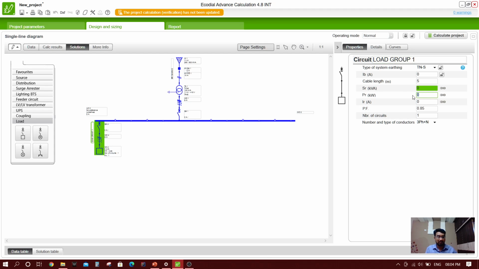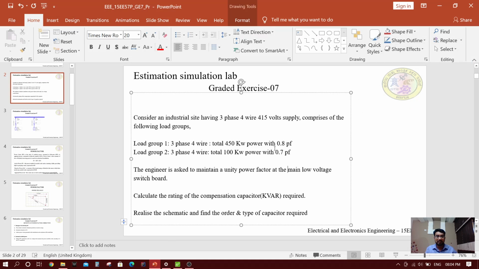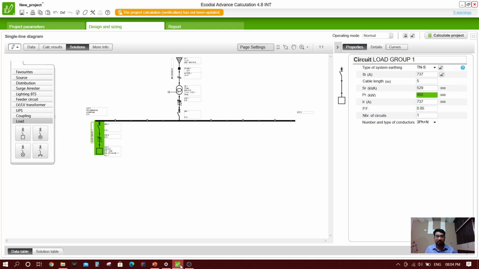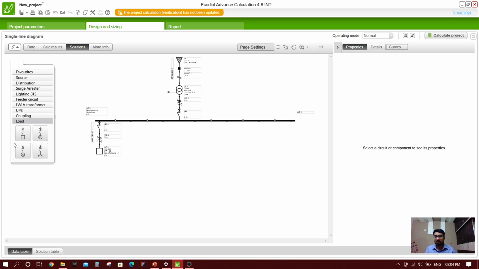The total load is 450 kilowatt and the load is operating at 0.8 power factor. So I will change the power factor to 0.8. Now similarly I will add load group 2.